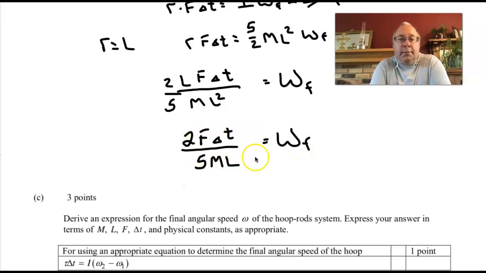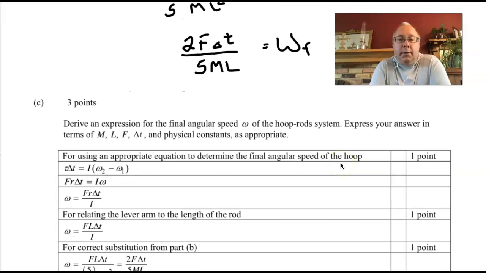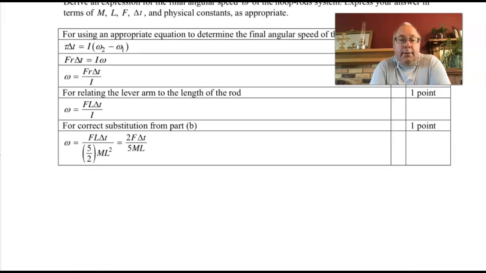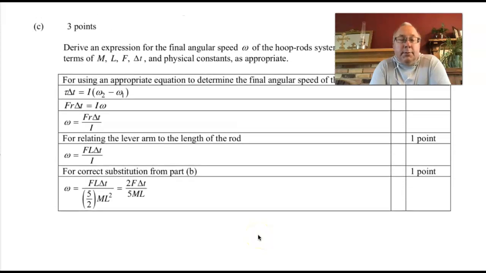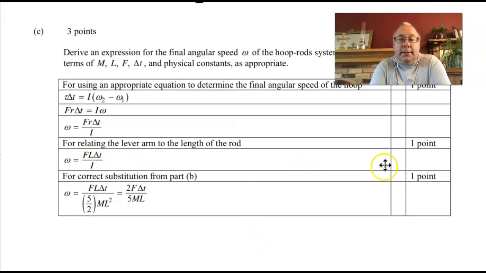So it's important that you end up just in terms of the quantities that they wanted. So again, understanding that you need to use this expression, you get a point. Then for relating the lever arm to the length of the rod, you get another point. So just for understanding that L is equal to R and substituting it in, they're giving you a point, and then a correct substitution from part B for whatever I you came up with leads to this expression.